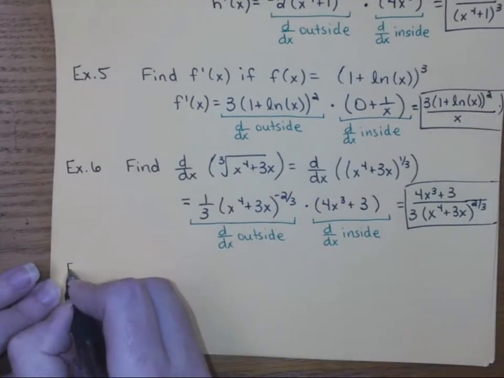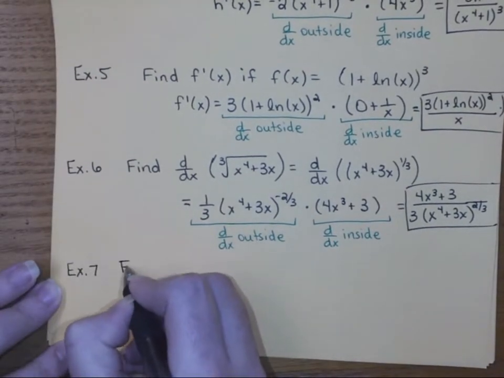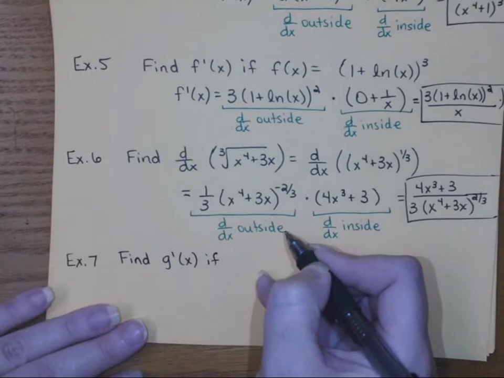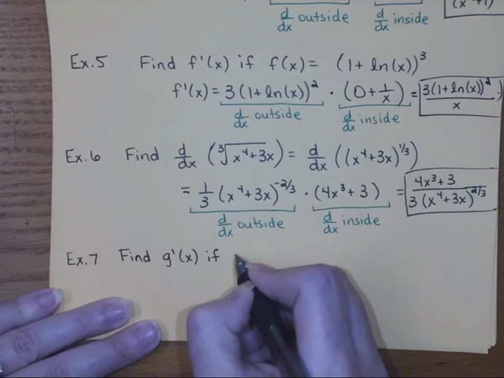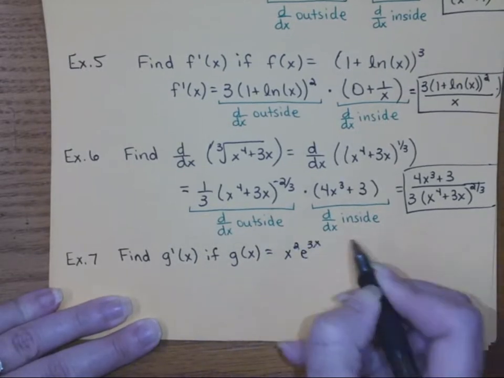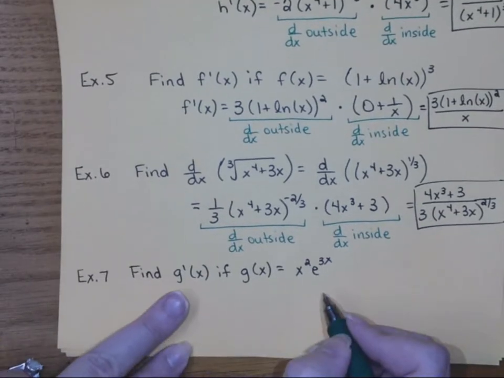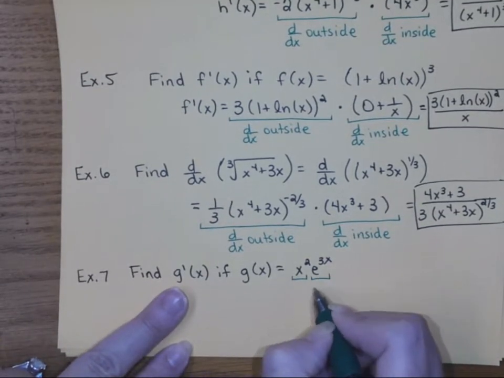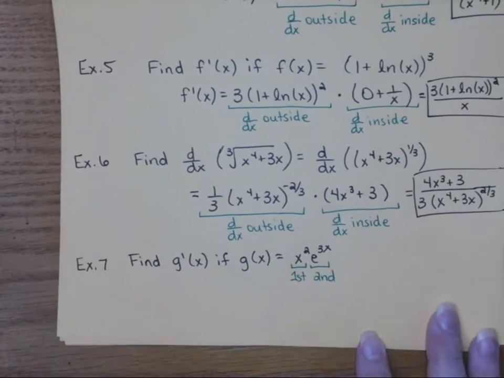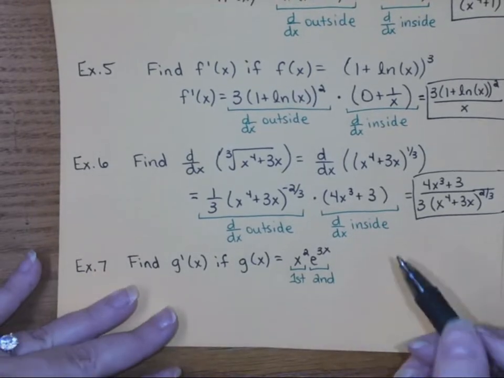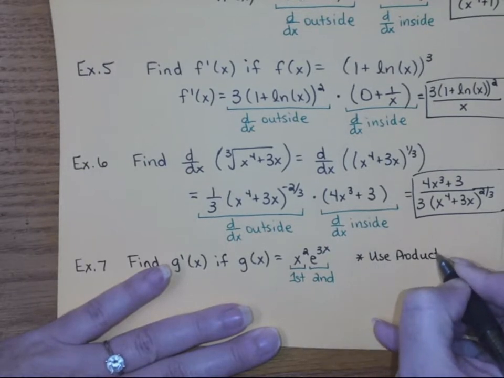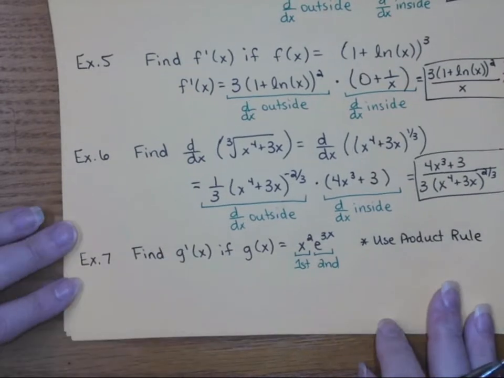So I'm really not going to teach you any more rules. I'm really just trying to see how this new rule interacts with some of the old rules that we should know well by now. So find g prime of x, if g of x equals x squared and then e to the 3x. Notice what I said a while back. If you can find two things with x in them, they are two separate functions. So x squared is its own function, e to the 3x is its own function. Even though we don't have a multiplication dot, we're going to need to use product rule here because we're multiplying x squared times the e to the 3x.